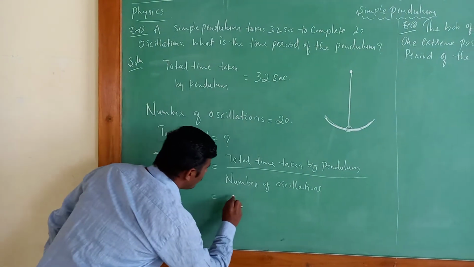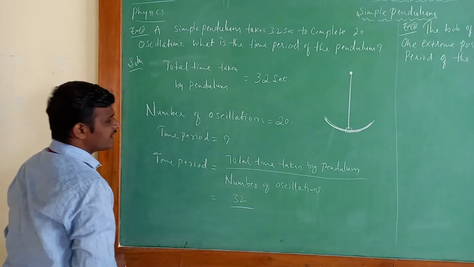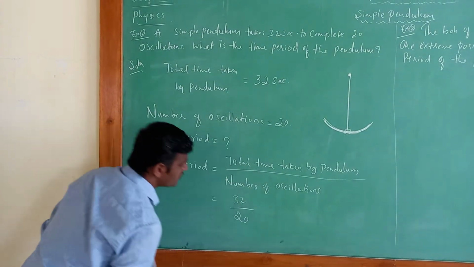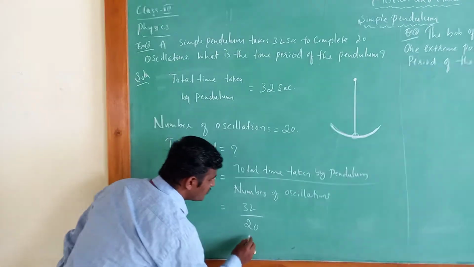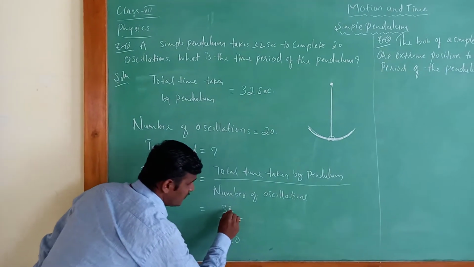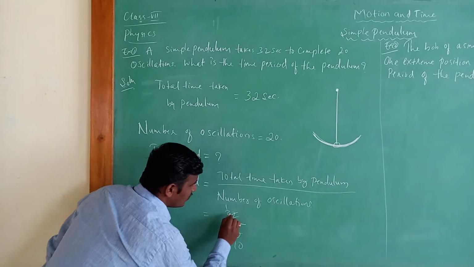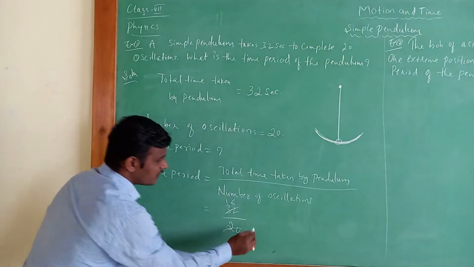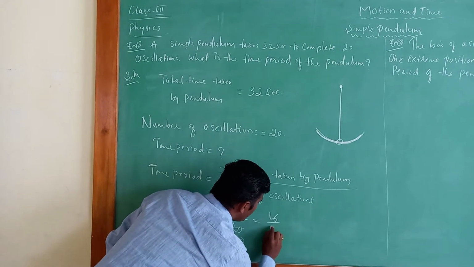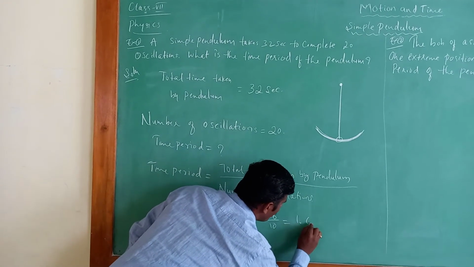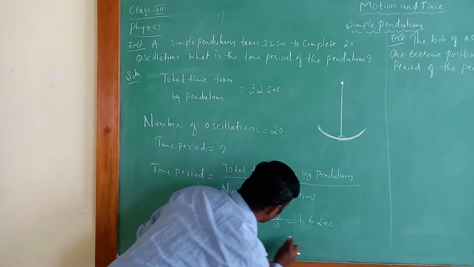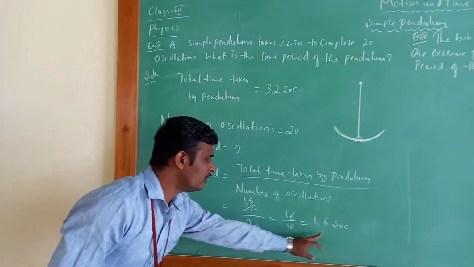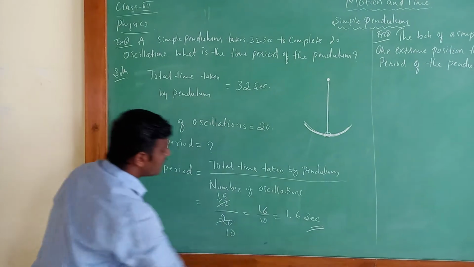Total time is 32 seconds. Then the number of oscillations is 20. Now divide it. Two tens are, then two ones are, one will be carried, here 6. Two sixes are 12. So it means 16 by 10. So it means 1.6 seconds. You know how to place the decimals, right? So this is the time period of that pendulum, 1.6 seconds.